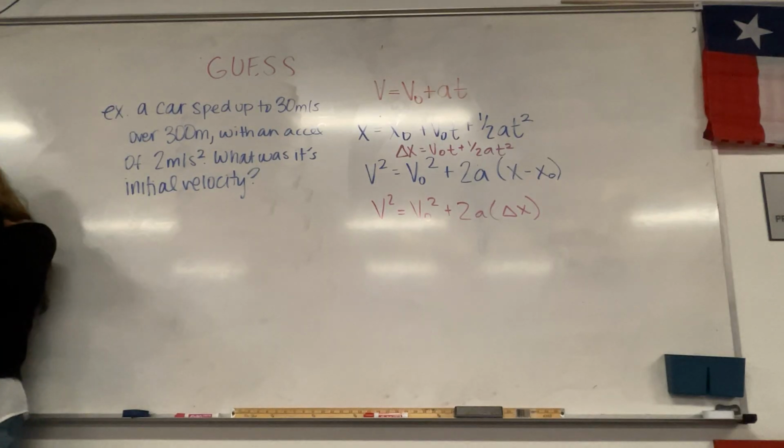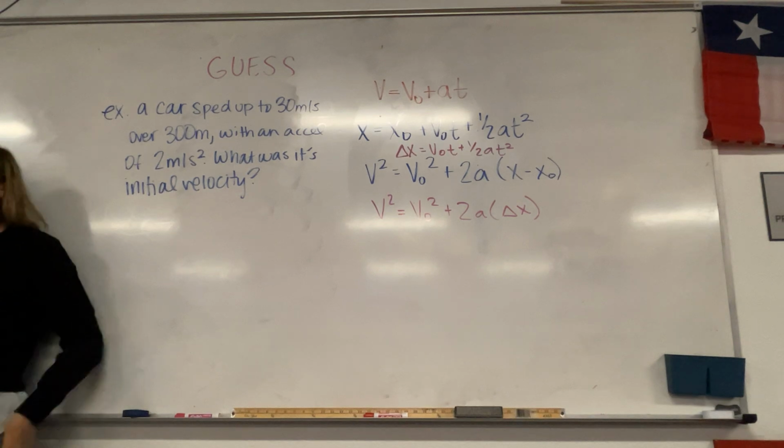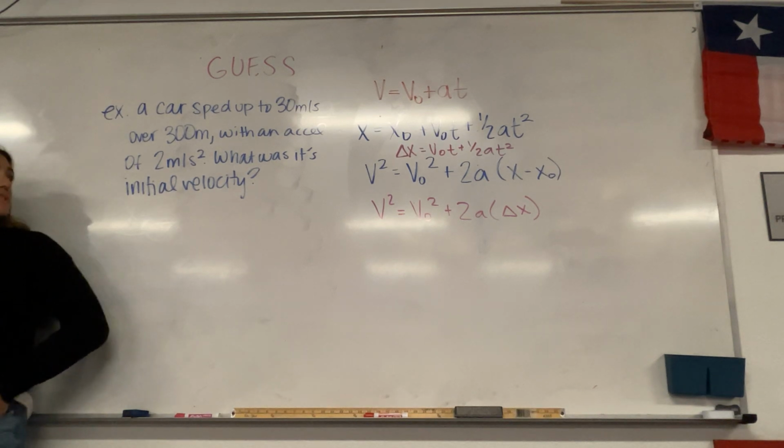So a car sped up and got going all the way to 30 meters per second. It's going so fast now, over the course of 300 meters, with an acceleration of 2 meters per second squared. What is its initial velocity?